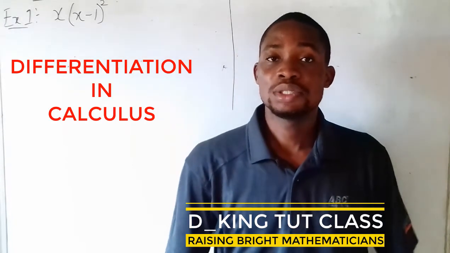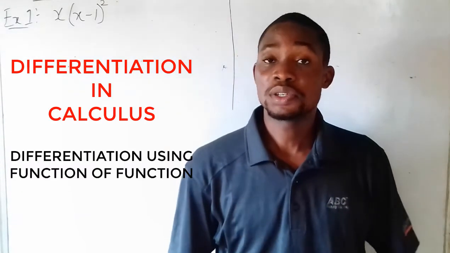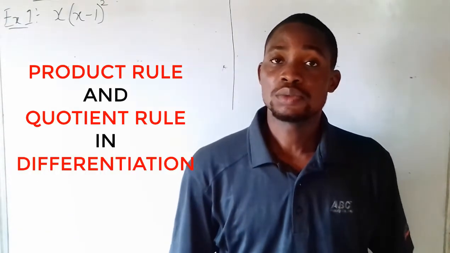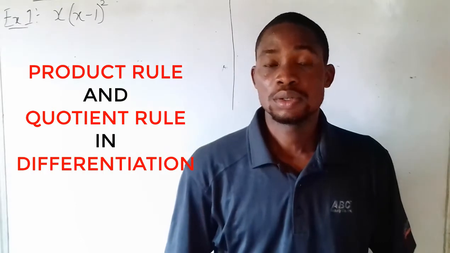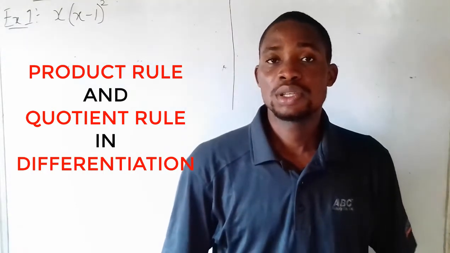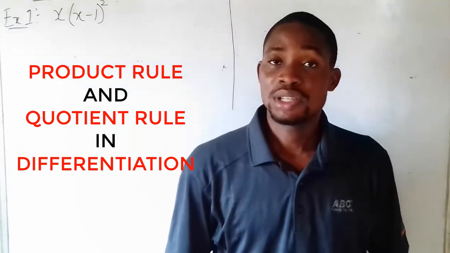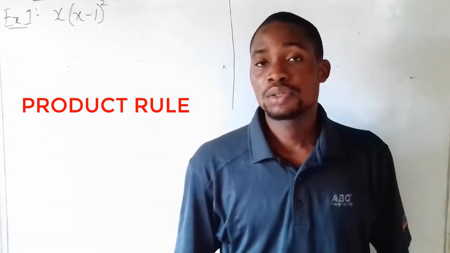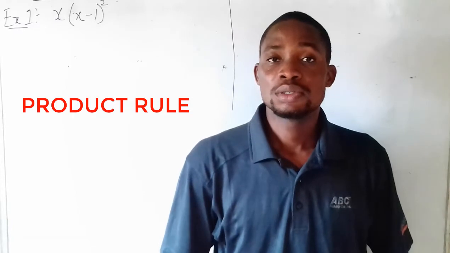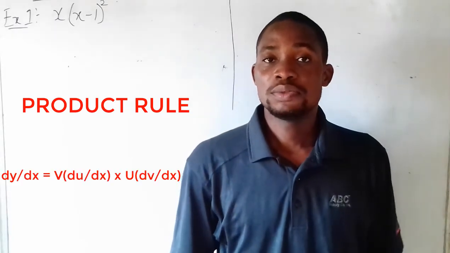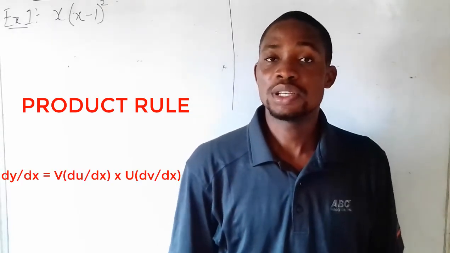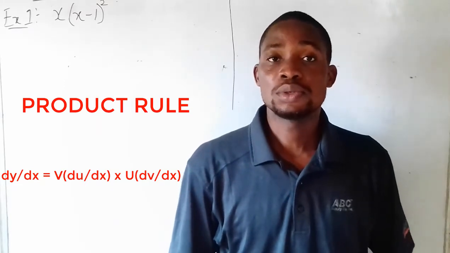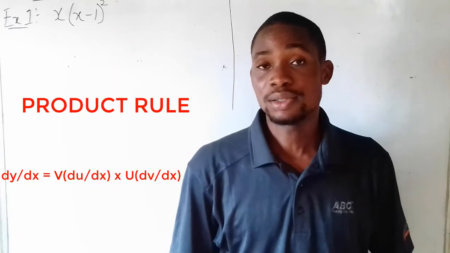So in our last class we treated differentiation using function of function. Now in this class we're looking at product rule and quotient rule in differentiation. I'll be starting with product rule, then go on to quotient rule. For product rule, the formula is dy/dx equals v du/dx plus u dv/dx. That is product rule.